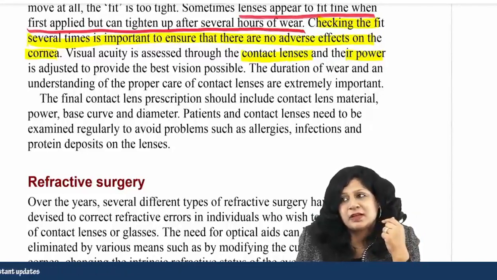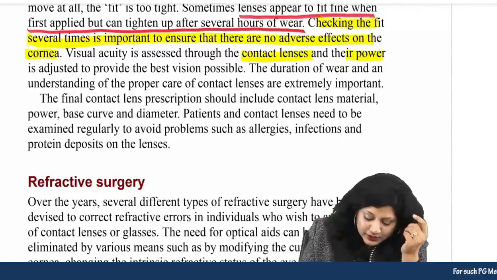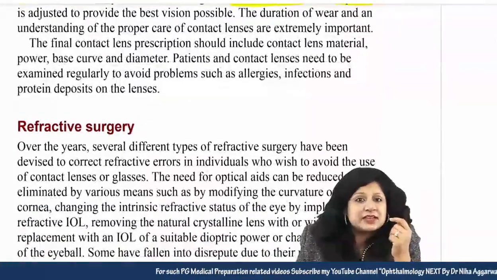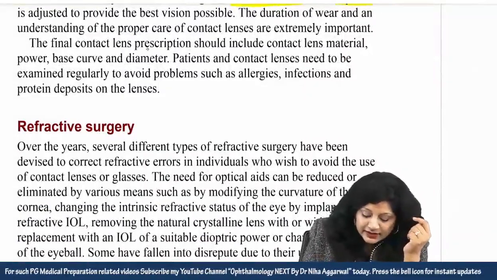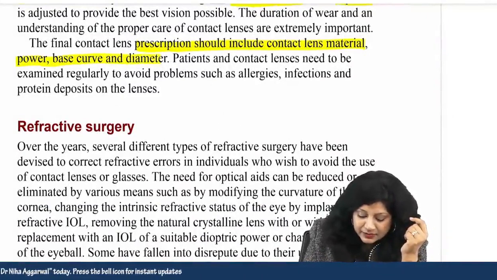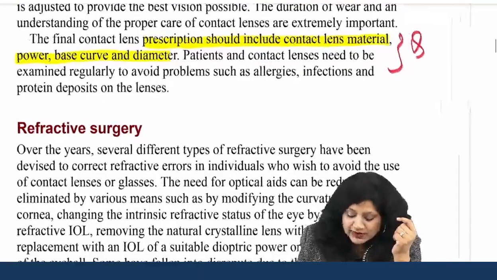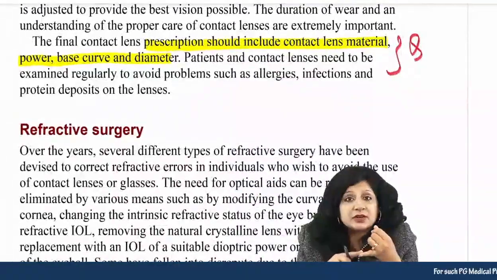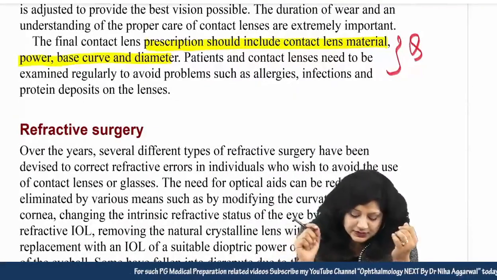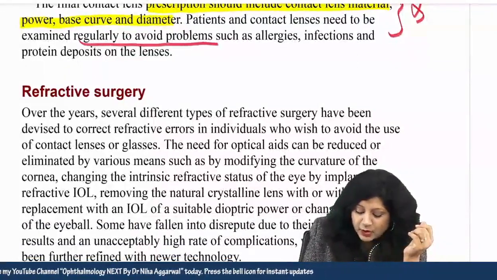Then the duration of wear and understanding of the proper care of the contact lenses is again very important. The final contact lens prescription should include the contact lens material, power, base curve, and diameter. So again, an important thing: what are the things that you need to prescribe when you are giving the contact lenses? You should see the lens material, the power, the base curve, as well as the diameter.